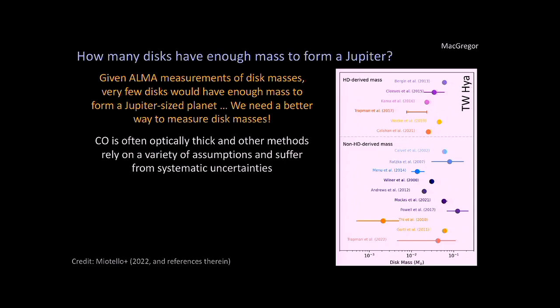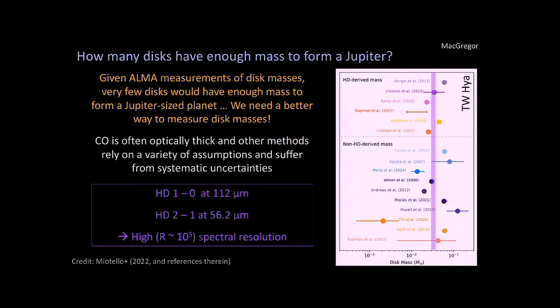Because right now, it looks like disk masses drop off really fast. And if they don't actually drop off really fast, then planet formation could go on for a lot longer than we think. Luckily, there's a potential answer for this, which is the molecule HD, which is deuterated hydrogen, which has two transitions at 56 and 112 microns.